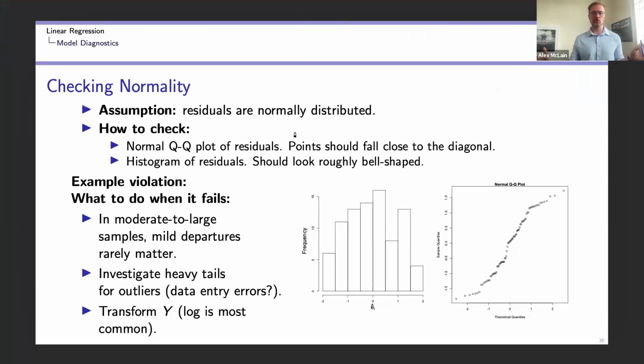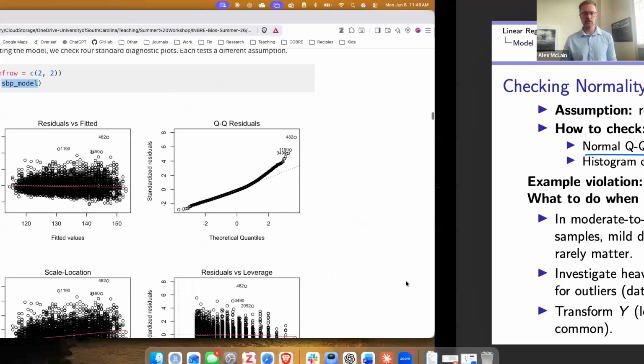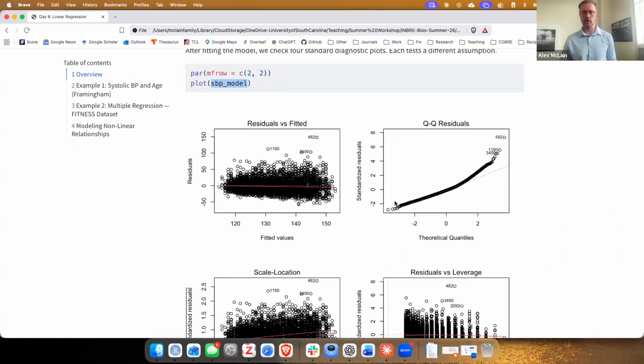Normality. So the residuals are normally distributed. That's one of the assumptions. That's the N assumption. We can check this through a normal QQ plot of the residuals. That's something that we see right here. So when we look at this QQ plot, what we want to see is a straight line. Okay, so it should go a straight line all the way to the end.